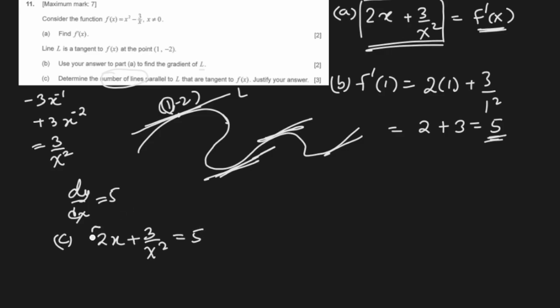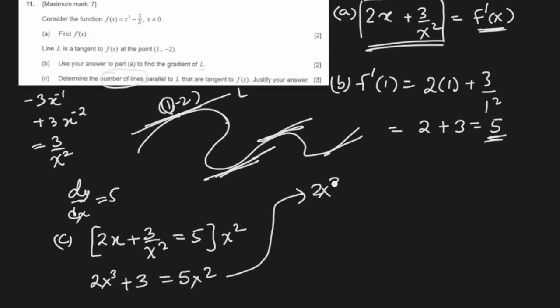Now to get rid of the denominator, I multiply the whole equation by x squared. So what do I get? 2x cubed plus 3. Yeah, x squared multiplied by 2x is 2x cubed, but here this x squared will get cancelled out. Only 3 is left, equal to 5x squared. Let's put everything on the left side. So 2x cubed minus 5x squared plus 3 equals 0.